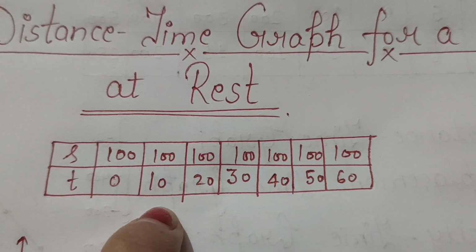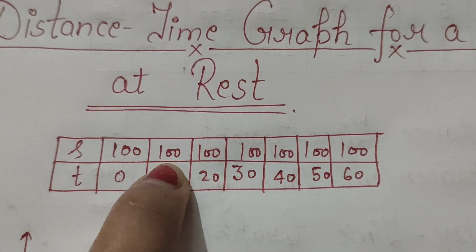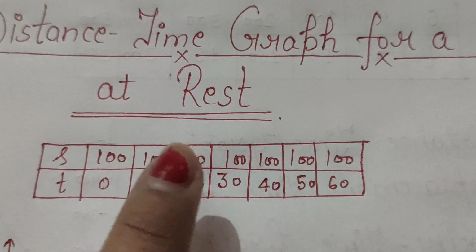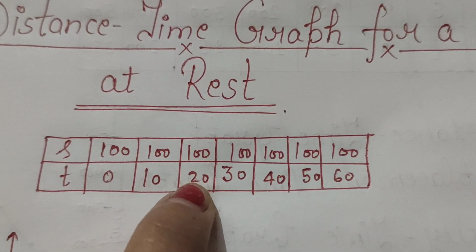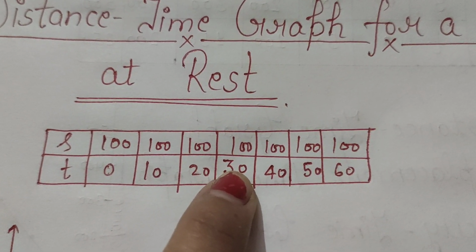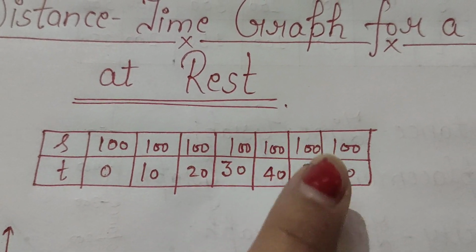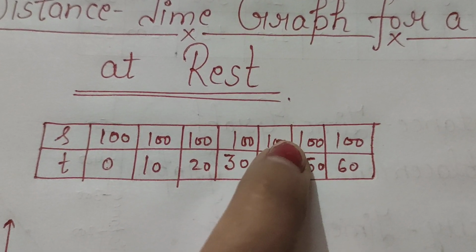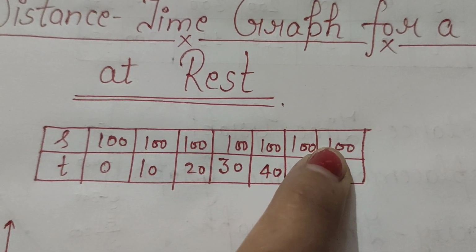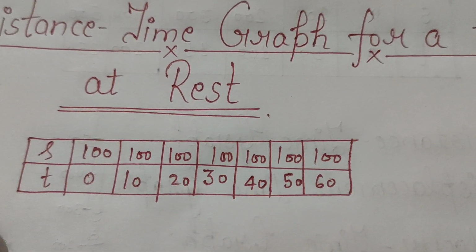After 10 seconds, you are standing at the same place and you have watched that the object is lying at the same distance, 100 meters. In the next 10 seconds, that means at 20 seconds, 100. At 30 seconds, 100. After 40 seconds, it's at 100. After 50 seconds, it is at 100. After 60 seconds, it is at 100.